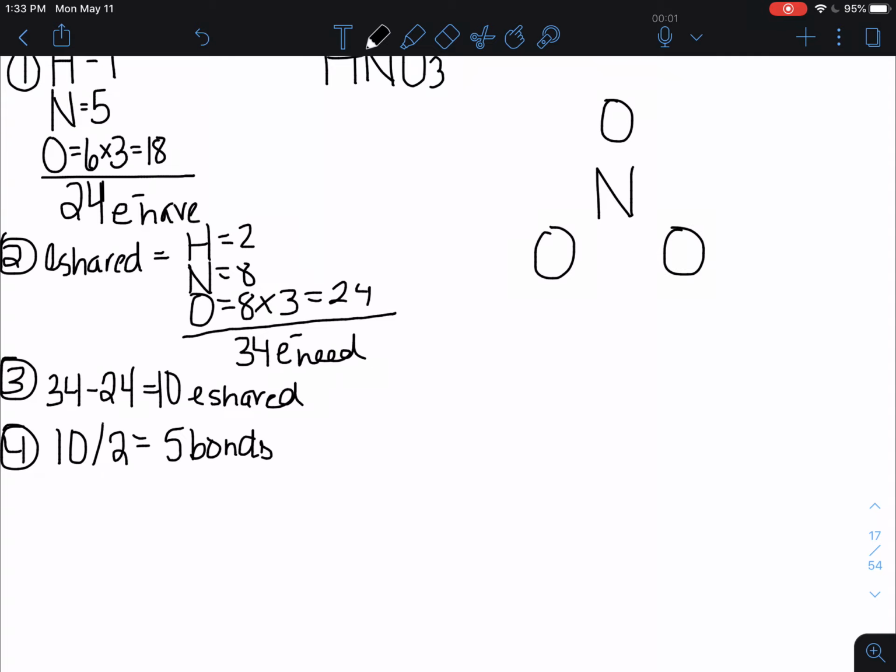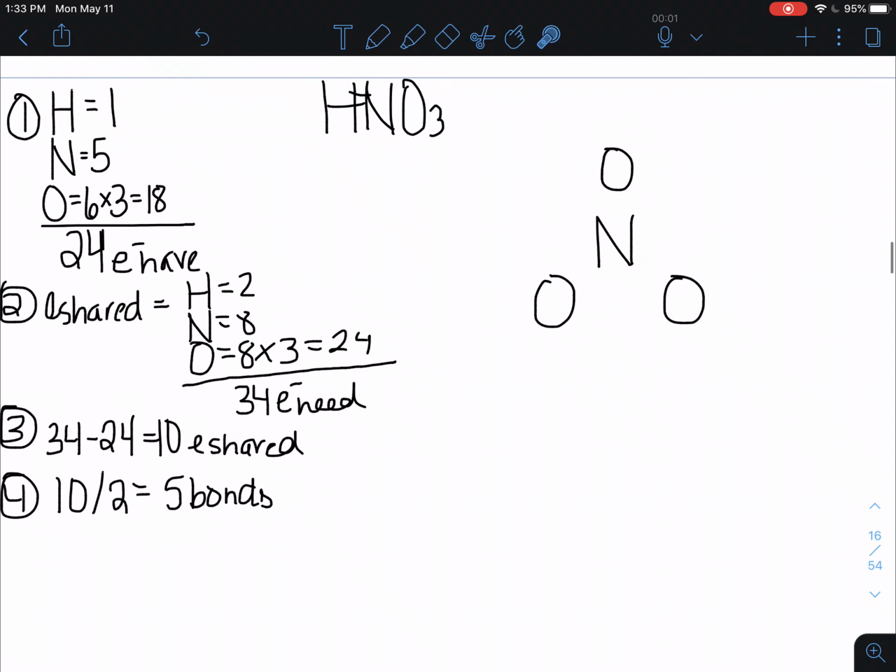And then here's the key with the oxyacids. This remaining hydrogen is not going to come off of the nitrogen. It's going to come off of one of the oxygens. Does it matter which? No, not at this point, because technically all of these oxygens are equivalent to each other. So you can just pick one.